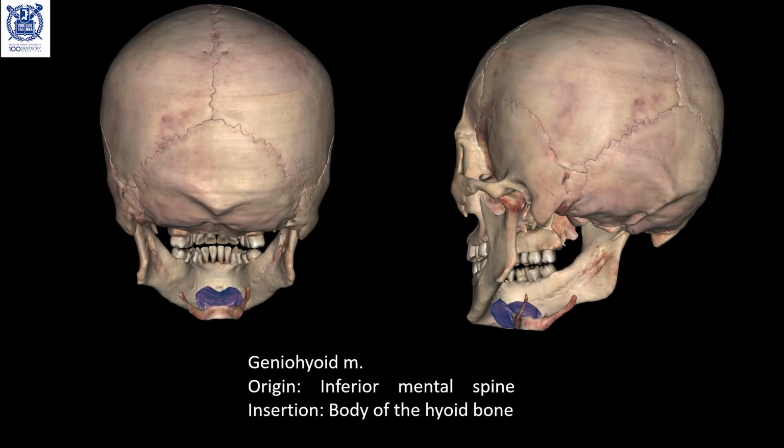Geniohyoid muscle. It is a narrow muscle situated superior to the medial border of the mylohyoid muscle. It is named for its passage from the chin to the hyoid bone. This muscle arises from the inferior mental spine on the back of the mandibular symphysis and runs backward and slightly downward to be inserted into the anterior surface of the body of the hyoid bone. It lies in contact with its fellow of the opposite side. Thus, it belongs to the suprahyoid muscles.